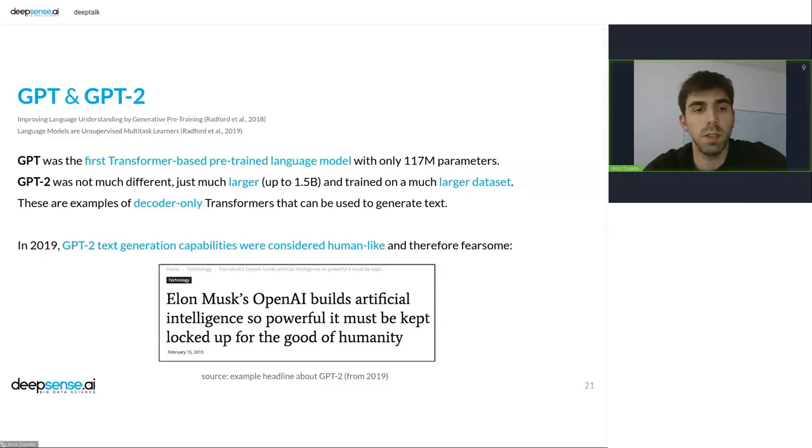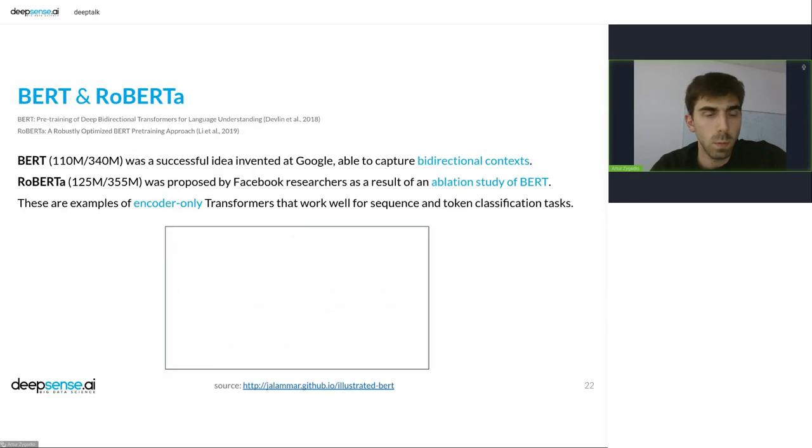And let's say, as a fun fact, I added an example headline from 2019. As you can see, back then, people were worried that GPT-2 is so good in text generation that it should be kept locked up for the good of humanity. People were concerned with its capabilities, but nowadays, with ChatGPT and GPT-4, we can only laugh at these headlines from the past. And after a few months, actually, OpenAI decided to release GPT-2 for public use.